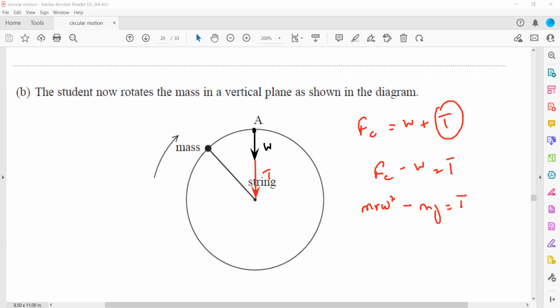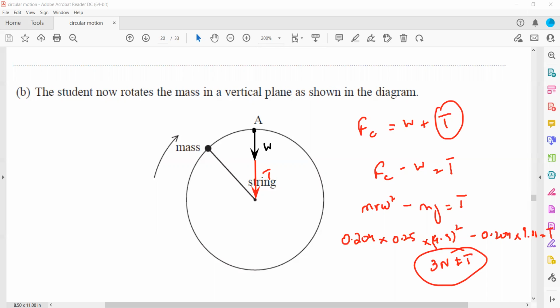the values. The mass is given in grams, so we have to convert it into kilograms. It will be 0.204 multiplied by the radius, 0.25, multiplied by the omega, which is 9.9, squared, minus the mass 0.204 times the gravity 9.81. When we substitute, this gives us a tension of about 3 Newton.